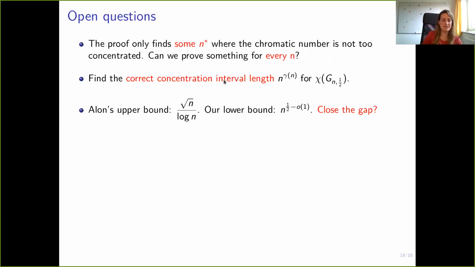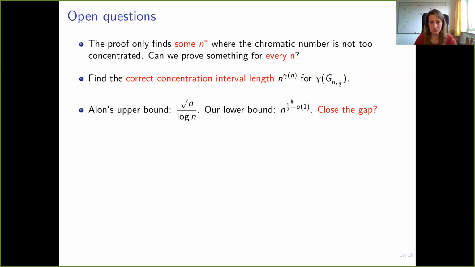Right, another angle is, well, the upper bound that we have for the concentration interval length is root n over log n, and our lower bound now gives n to the 1/2 minus little o(1), where little o(1) is some function that tends to 0 relatively slowly. Now, how close together can we actually put these things? As it currently stands, we can't get anything better than this, because the bottleneck here is the accuracy of our estimate for the chromatic number that we plug in. So at the moment, this is the best you can get from this approach.